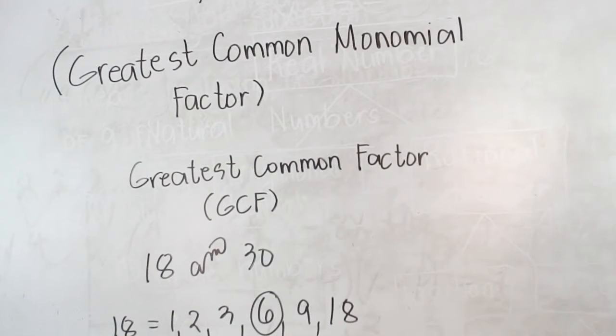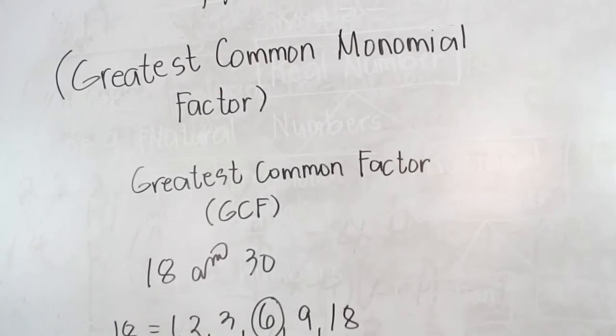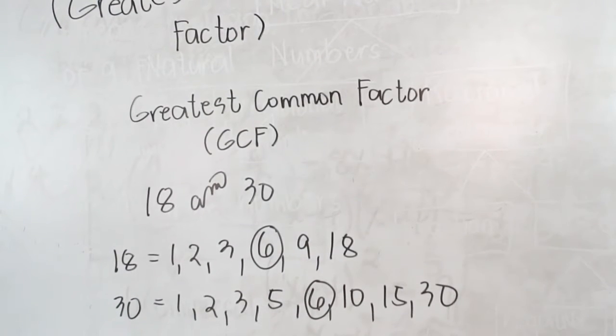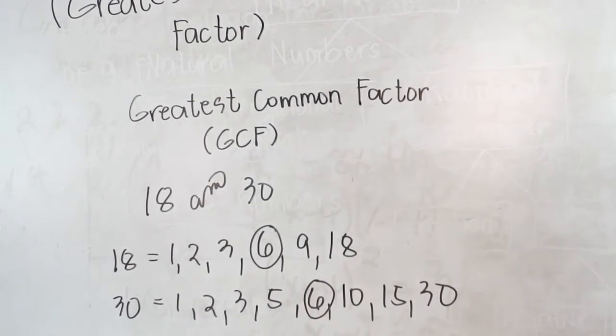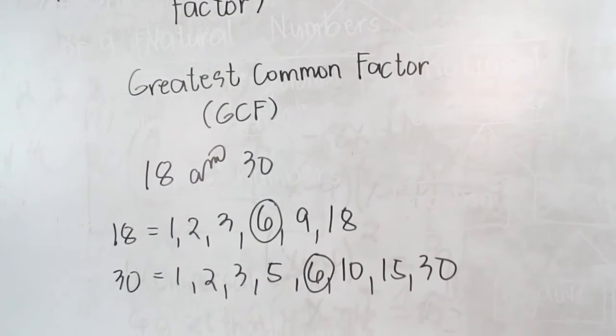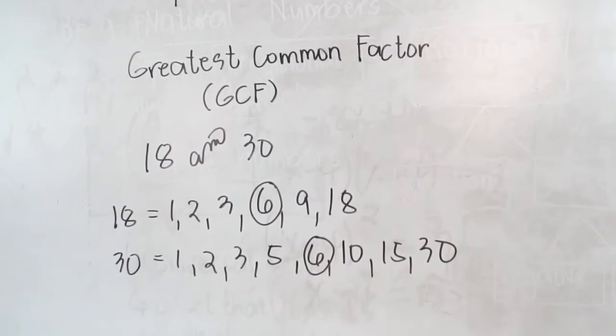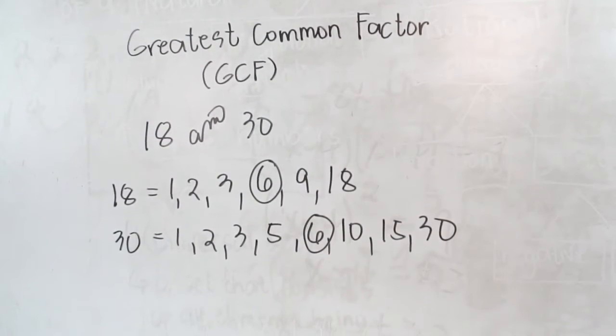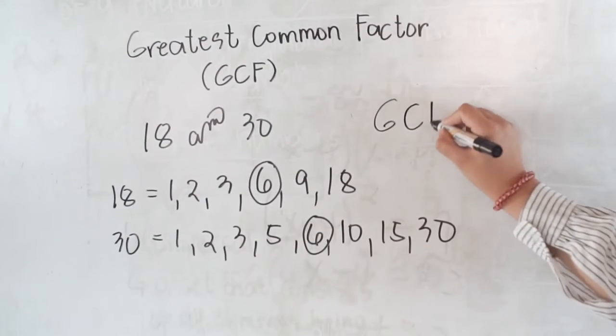In your previous grade, you already learned about the greatest common factor. I have an example here. What is the greatest common factor of 18 and 30? Students, this is just a review. 18 can be divided by 1, 2, 3, 6, 9, and 18. And the factors of 30 are 1, 2, 3, 5, 6, 10, 15, and 30. So their greatest common factor is 6. For 18 and 30, the GCF is 6.